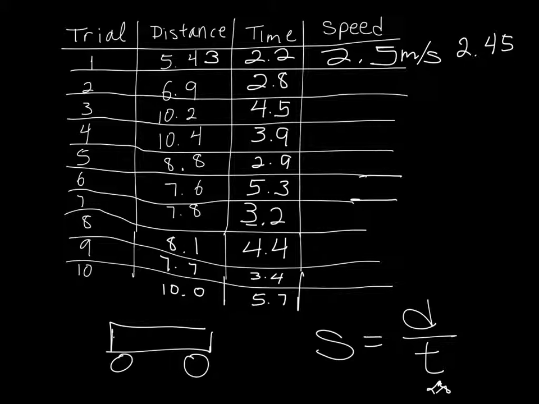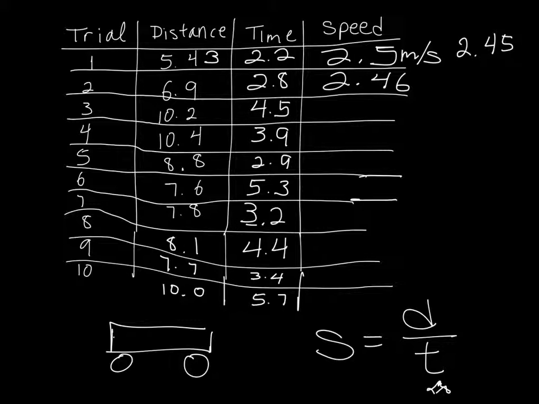And then I'm going to do 6.9 divided by 2.8. And I get 2.46, so I'll go ahead and just put 2.46. It looks like having that there, that tells me that this one actually is a little faster than this one, so it might be a good idea to go ahead and carry it out a little bit more.